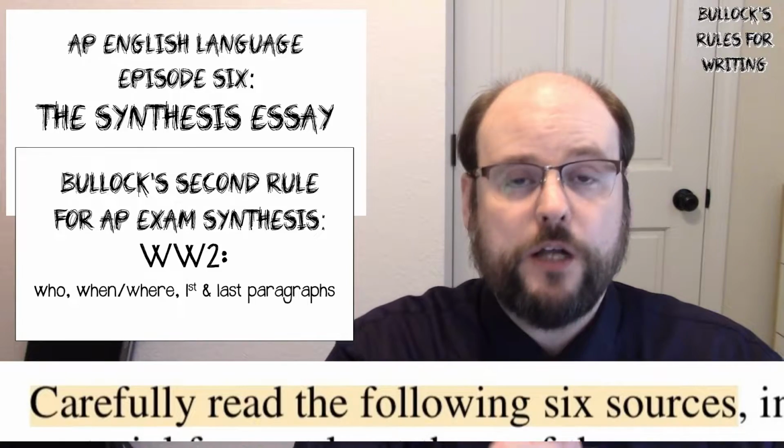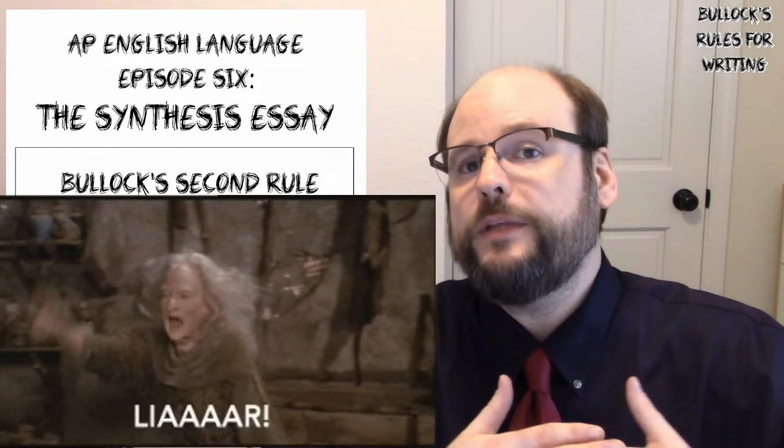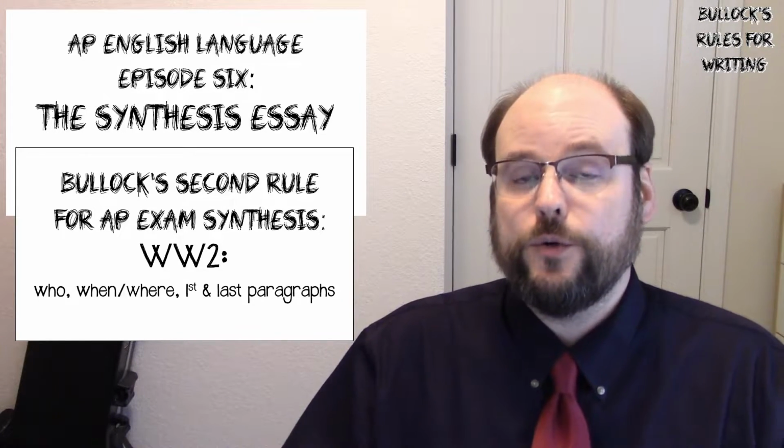Because here's a dirty secret about the AP synthesis question. When it says, carefully read the following 6 sources or 7 sources, that is a lot. You simply do not have time to carefully read every single one of those sources. You need to be able to judge quickly, before you start planning your whole essay, which sources you're going to read in depth and which ones you're not. So you need to start categorizing the sources immediately into useful or useless.